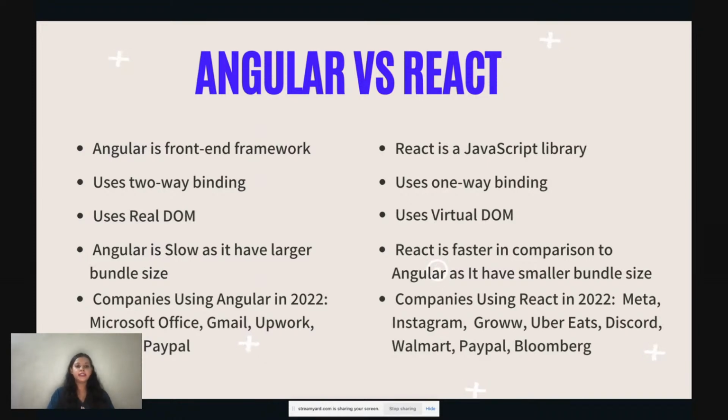The next thing is companies using Angular in 2022. You can see that all the major companies, all the big companies, are using both the languages. Microsoft Office, Gmail, Upwork, Netflix, PayPal, these big companies are using Angular right now. And React is quite famous too. Companies like Meta, Instagram, Uber Eats, Discord, Walmart, PayPal, Bloomberg are using React in 2022 right now.